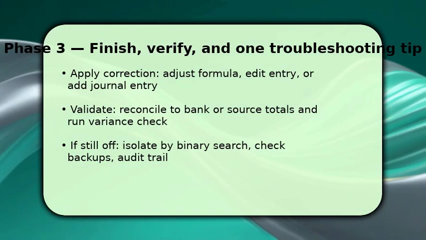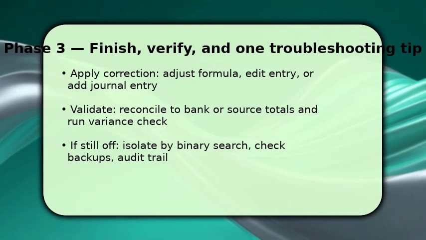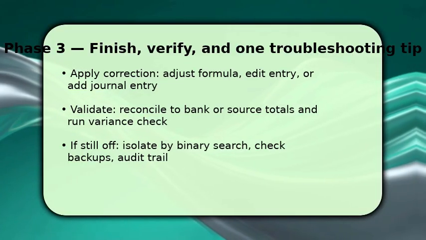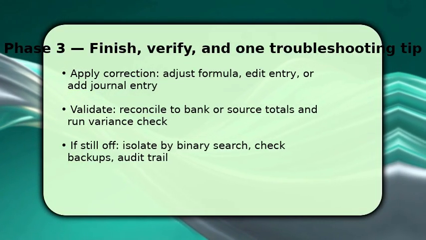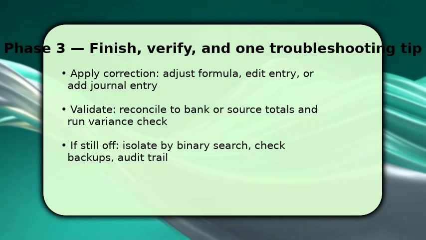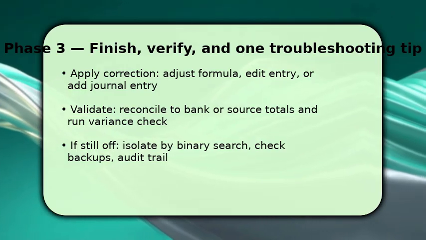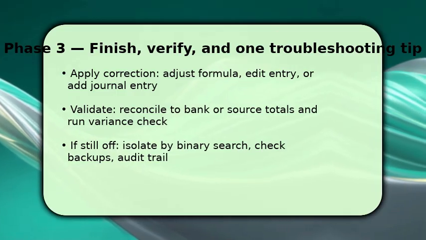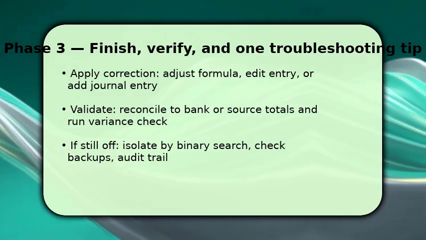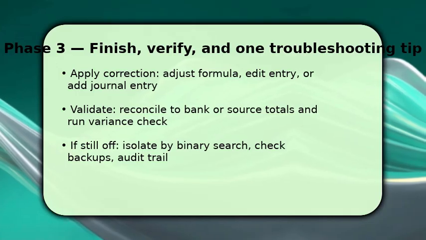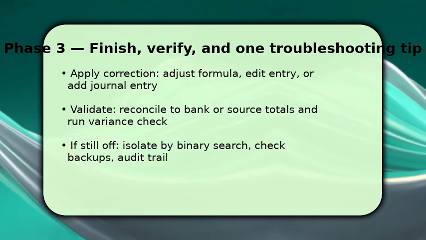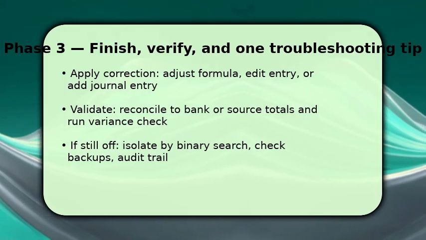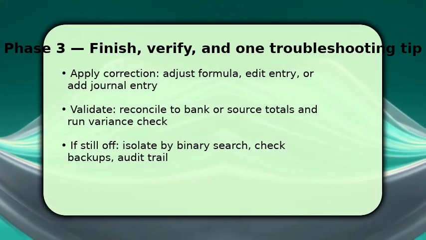You apply the correction, fix the formula, edit the entry, or post a balancing journal entry, and then validate by reconciling to bank statements or source totals. Make sure to run a variance check to confirm the discrepancy is closed. If numbers still don't add up, perform a binary search. Split the file, compare halves to find where the error begins, and review backups and the audit trail for recent edits. A single misplaced sign or hidden row usually explains lingering differences.